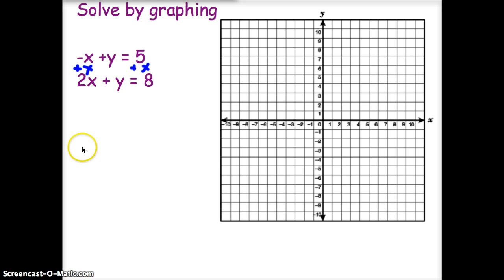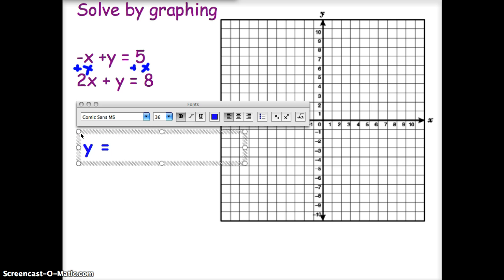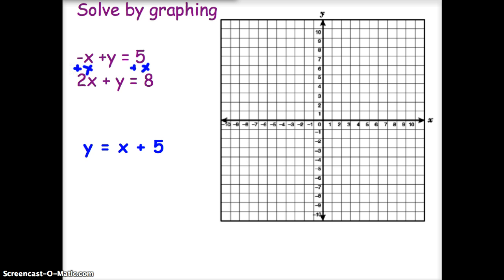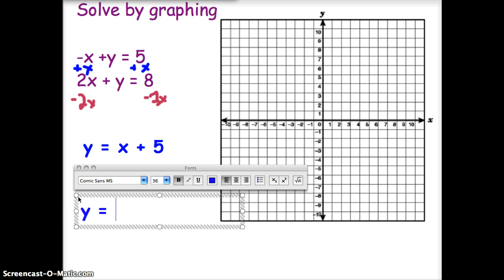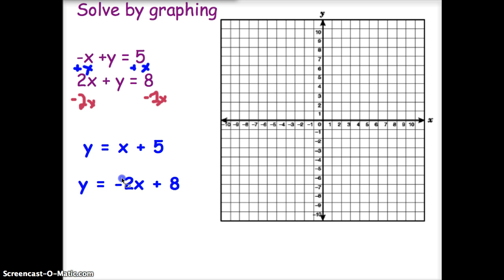Five and x are not like terms, so I'm not going to combine them. So my first equation is y equals x plus 5. My second equation, I need to get y by itself as well, so I'm going to subtract the 2x from each side. 2x and 8 are not like terms, so I cannot combine those either. So my second equation is going to be y equals -2x plus 8. Notice that even though I subtracted the 2x, since the 8 was positive to begin with, I used an addition sign between the values.